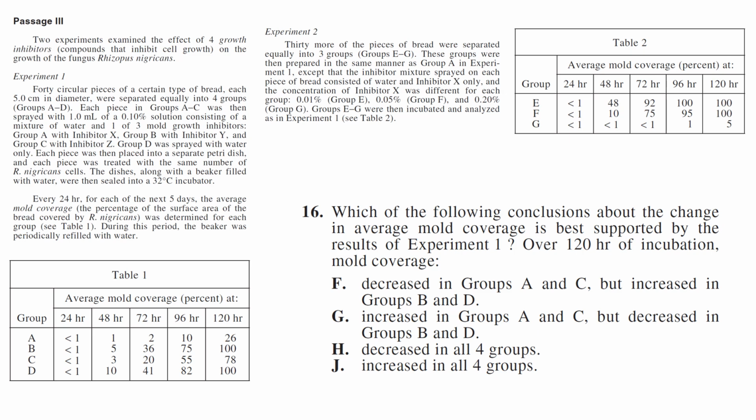Which of the following conclusions about the change in average mold coverage is best supported by the results in experiment 1? So over 120 hours of incubation, mold coverage does what? So it gets more moldy in each of the experiments. In group A, B, C, and D, they all increase, which is what you would expect. So none of them decrease, and so your answer has to be J.